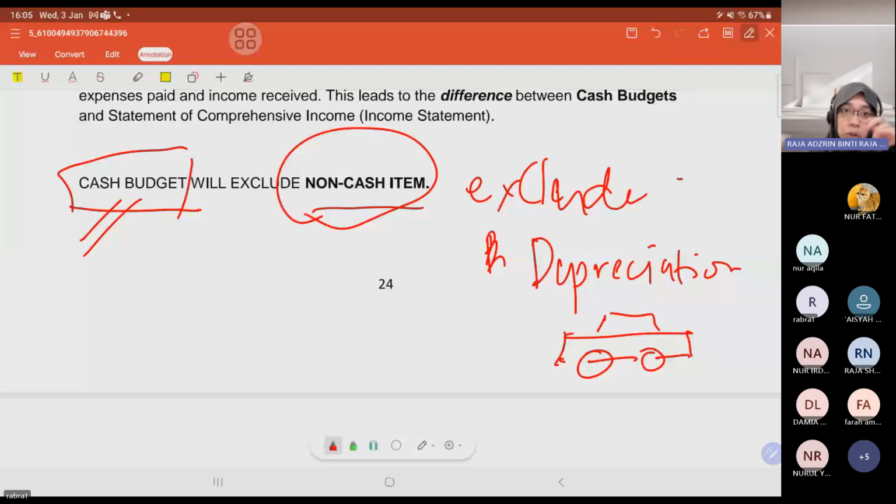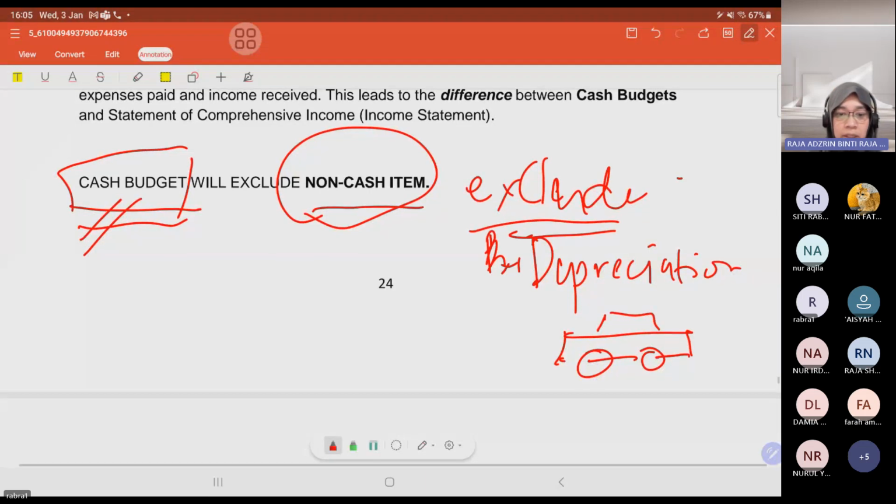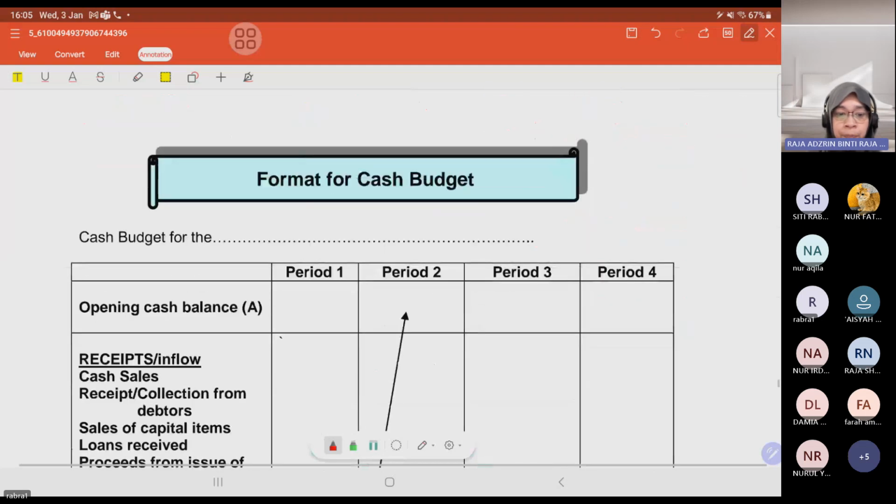Okay, no, there is no cash outflow. So whenever you prepare a cash budget, you have to exclude your depreciation because there is no inflow or outflow.